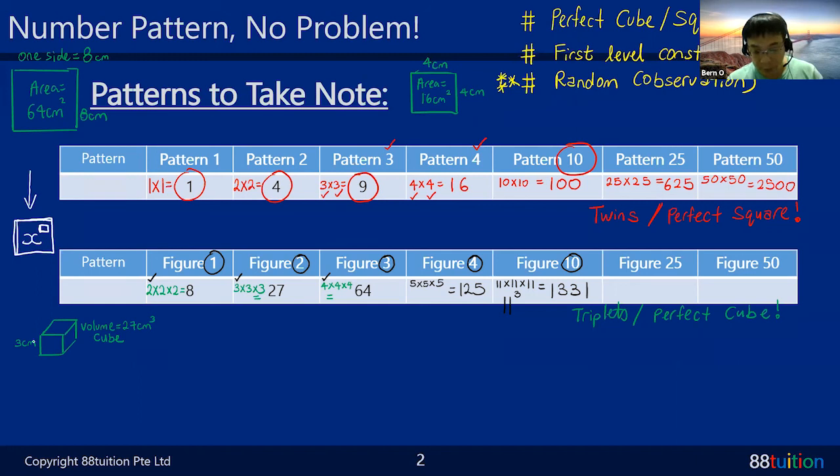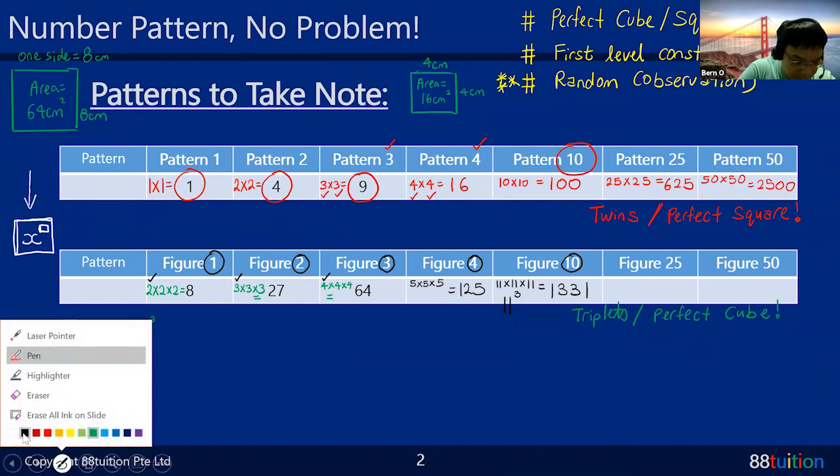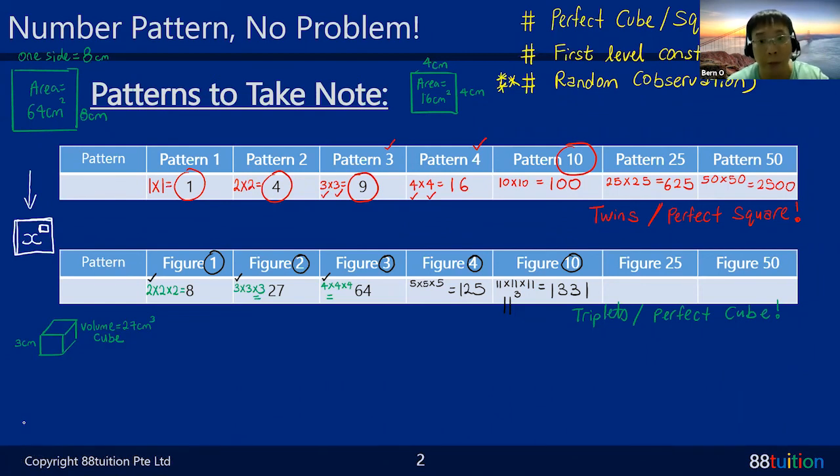Okay, coming back to this pattern, figure 25. Is it 25 times 25 times 25? No, look at the pattern. Down here is 25, I need to take one number less, which is 24 times 24 times 24. In my calculator, I can put it as 24 to the power of 3. You just press 24, then press this key, x to the power of a box, and press 3. And your answer will be 13,824.